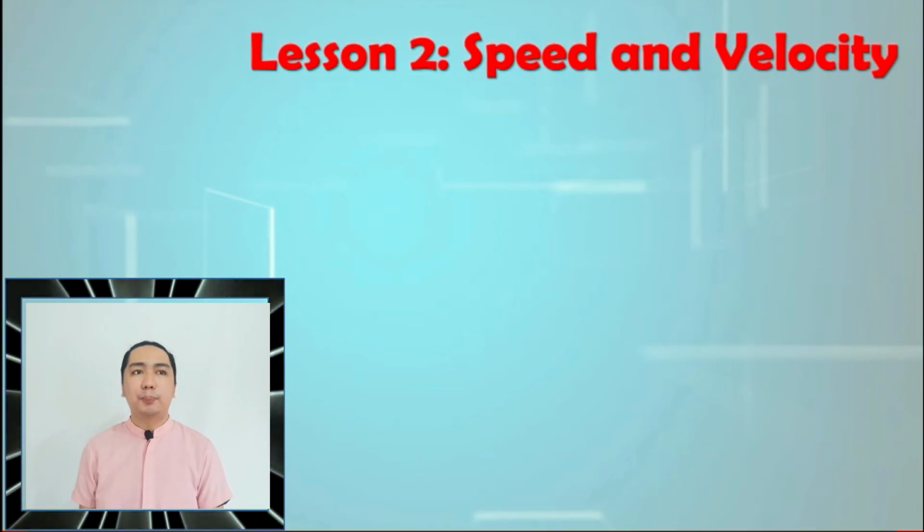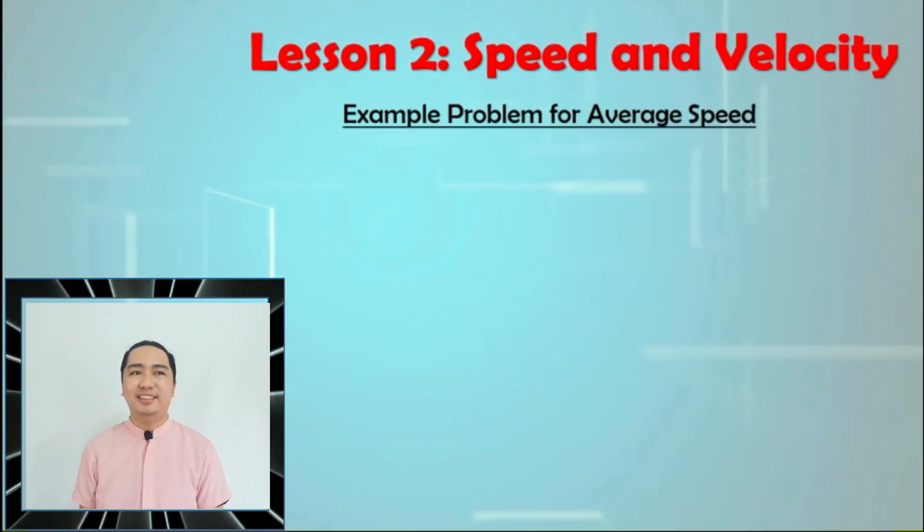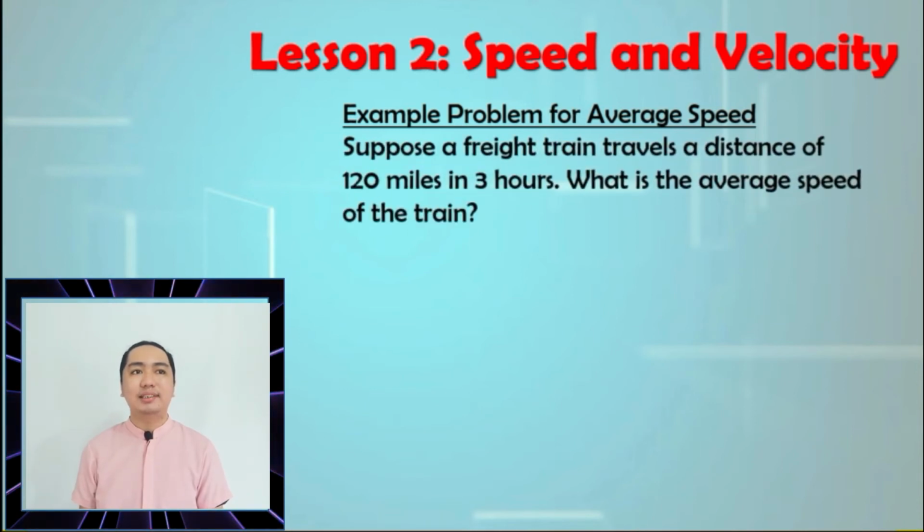Let's have an example problem in solving average speed. Suppose a freight train travels a distance of 120 miles in 3 hours. What is the average speed of the train? We have the given distance of 120 miles and we also have the given time, which is 3 hours. Let's have a solution.